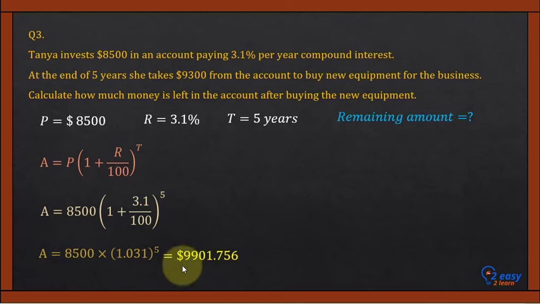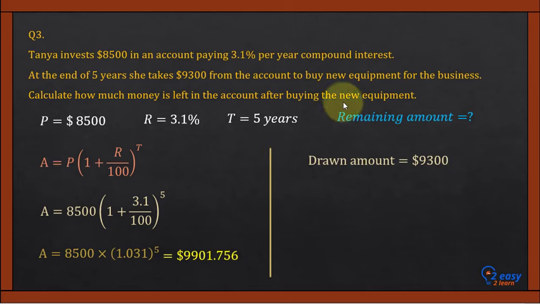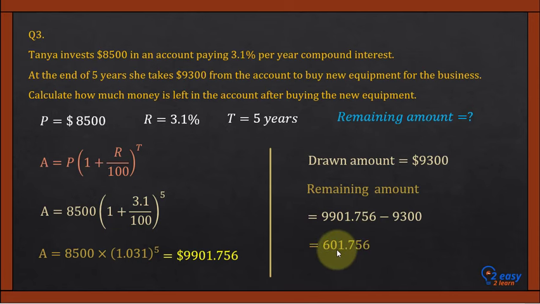It is 9,901.756. The drawn amount at the end of 5 years, she took some amount, and it is $9,300. So the remaining amount is the total amount minus the drawn amount. So it is $601.756, and we have to round it off.